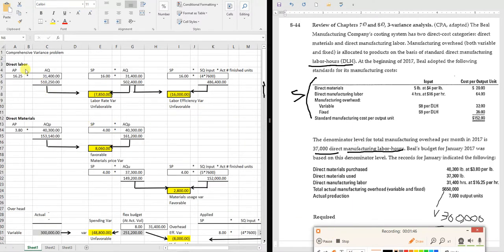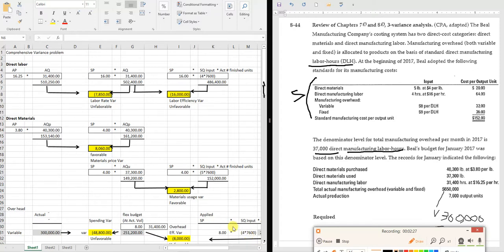Okay, so now I've got my setup. I know my labor is actual price times actual quantity. The other side of it is standard price times standard quantity allowed, which is the actual number of finished goods times the standard input each. For labor, the input would be hours. For materials, the input is pounds, yards, whatever unit of input we're having. And for manufacturing overhead, the input is going to be our base. In this case, our base is labor hours, so our standard input is going to be the number of labor hours.